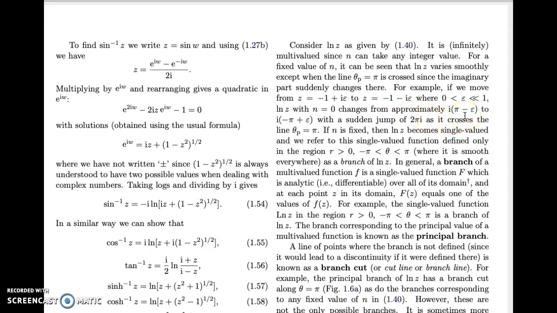z barely changes. It changes by 2i epsilon as we move from this point to this point. But log z, in contrast, has a sudden jump of 2 pi i as it crosses the negative real axis line, theta equals pi.